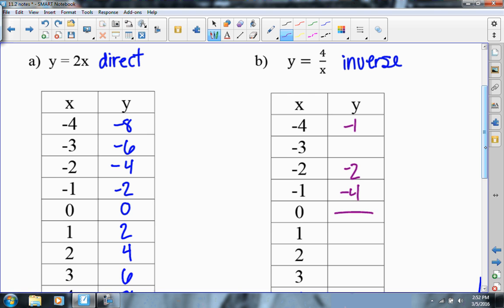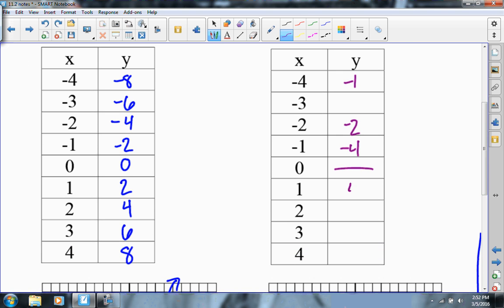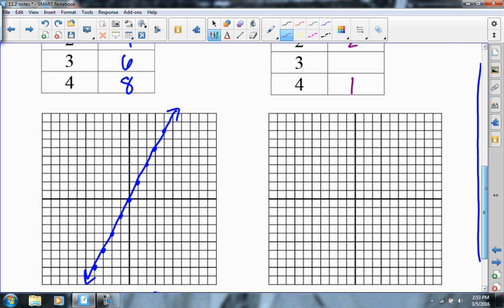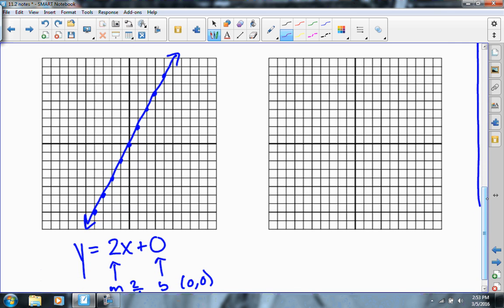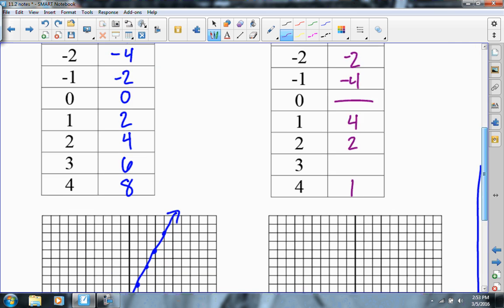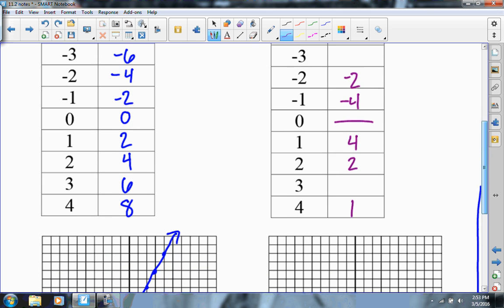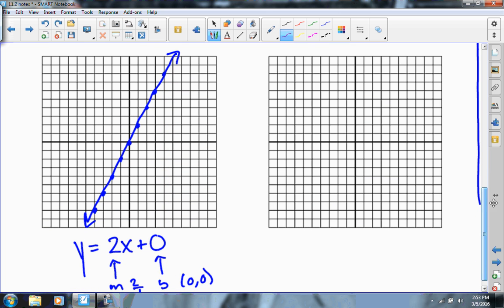And then 1, 4 divided by 1, that'll be 4. 4 divided by 2 is 2. 4 divided by 3, that gives us a decimal, so I'm just going to skip it for now. And 4 divided by 4 is 1. Now, I'm not saying you should skip the decimals on your table of values. I'm trying to save a little bit of time here. And we've got plenty of points that we can plot. We've got 3 other points that we can plot so we can see the shape of our graph.